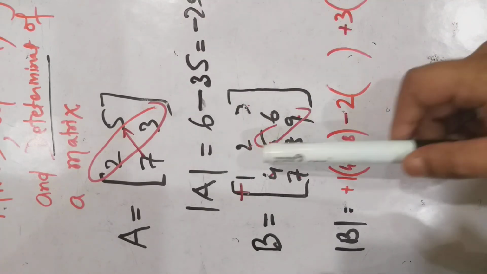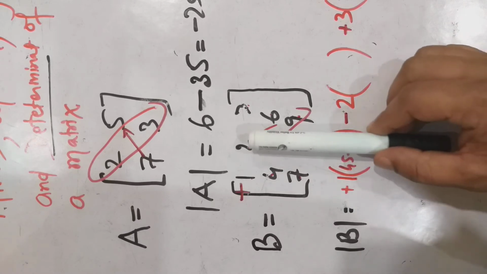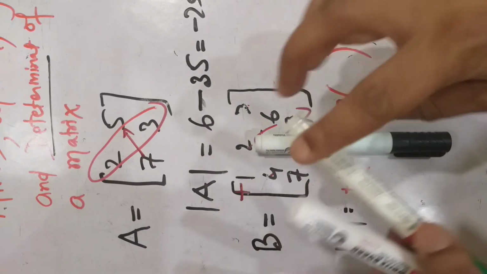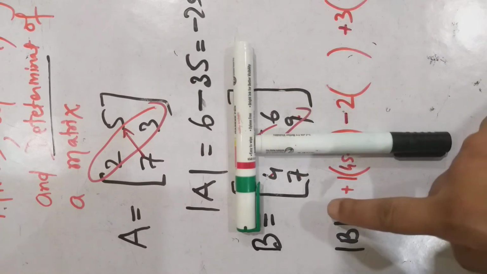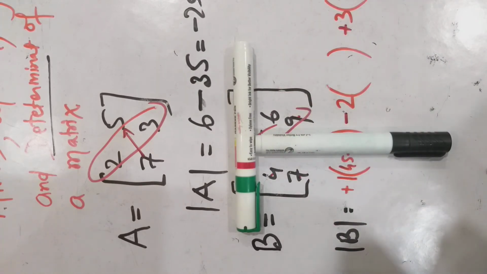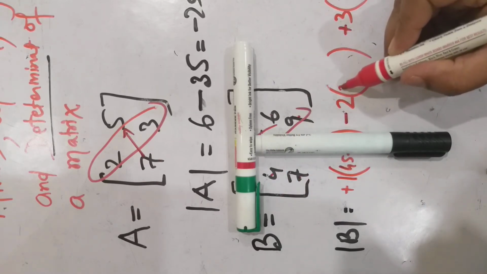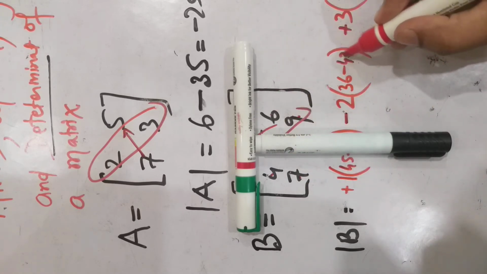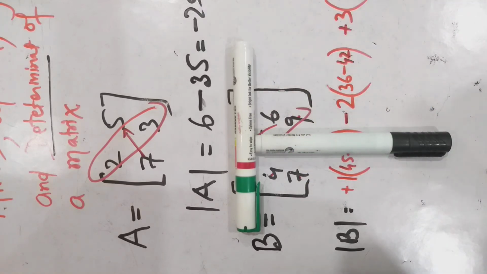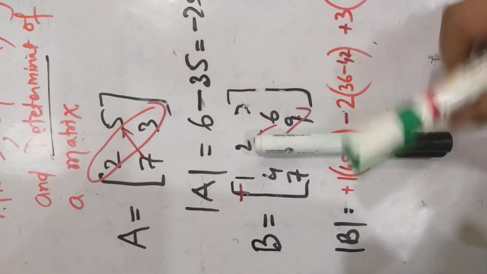Now the next number is 2. 2's column I have blocked, 2's row we have blocked. We got 4, 6, 7, 9. First diagonal is 9 into 4, 36, minus 7 into 6, 42. Fine. Let's go to the third one.